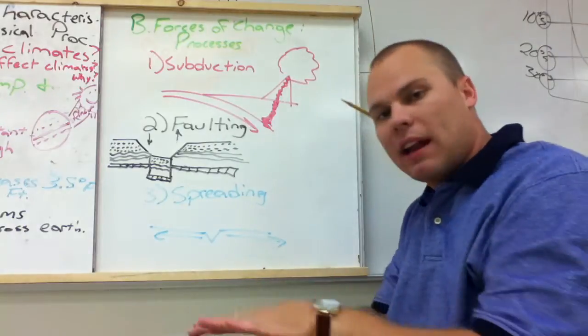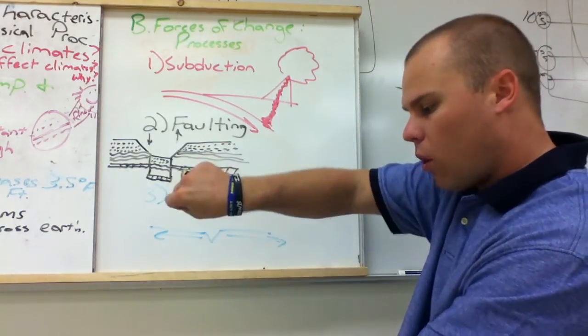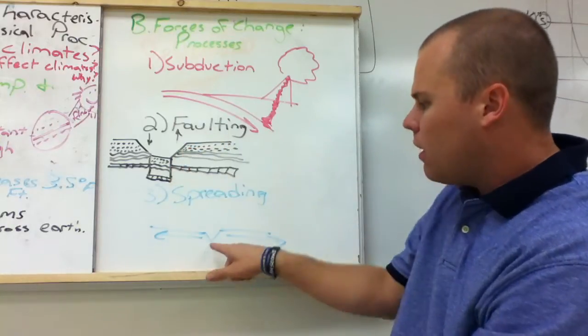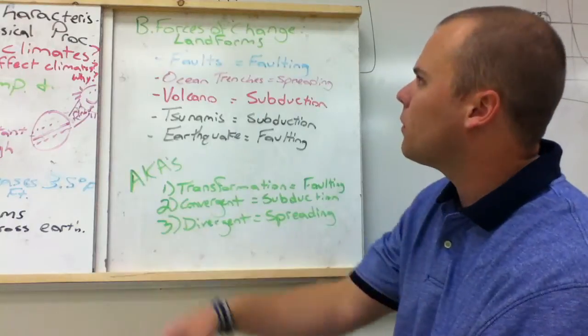Then you have spreading. This occurs more under the ocean surface. This is when two plates move away from each other. They create a gap. A lot of times it's in the ocean. We'll get to that in just a little bit.